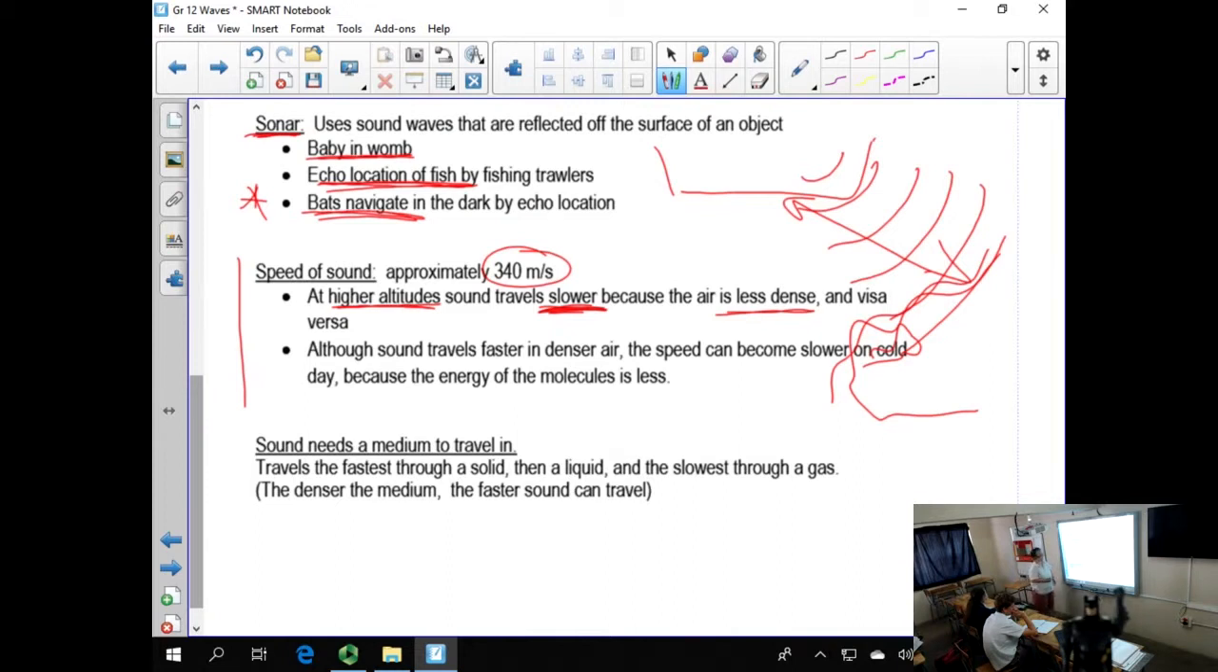Although sound travels faster in denser air, the speed can become slower on a cold day. This is because the energy of the molecules is less. But basically, people, when the air is colder and more dense, sound travels faster. But there is a point, if it becomes so cold that the particles don't have enough energy, then they can't vibrate and bump. So in general, we accept colder air, sound travels faster. And the higher up you go in the atmosphere, the air becomes less dense, so sound travels slower.